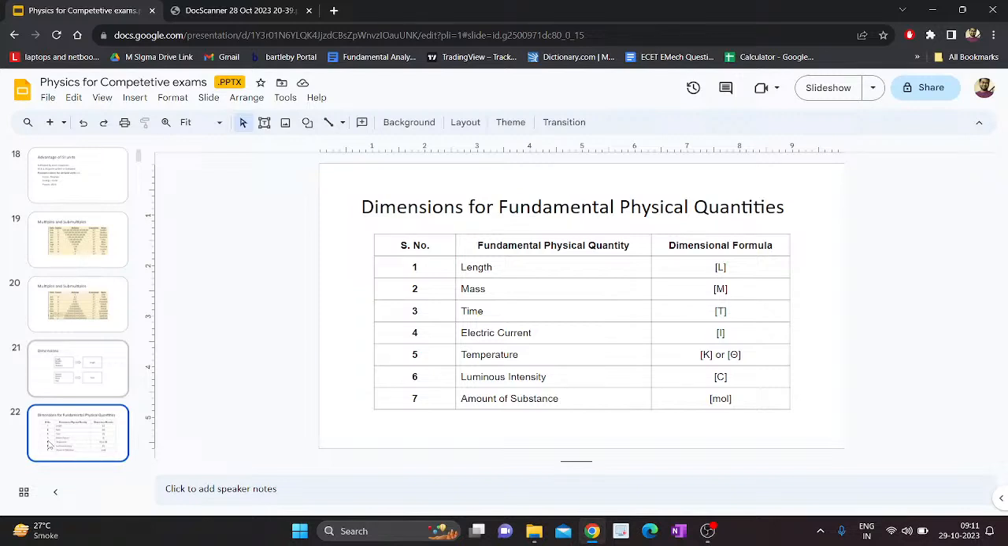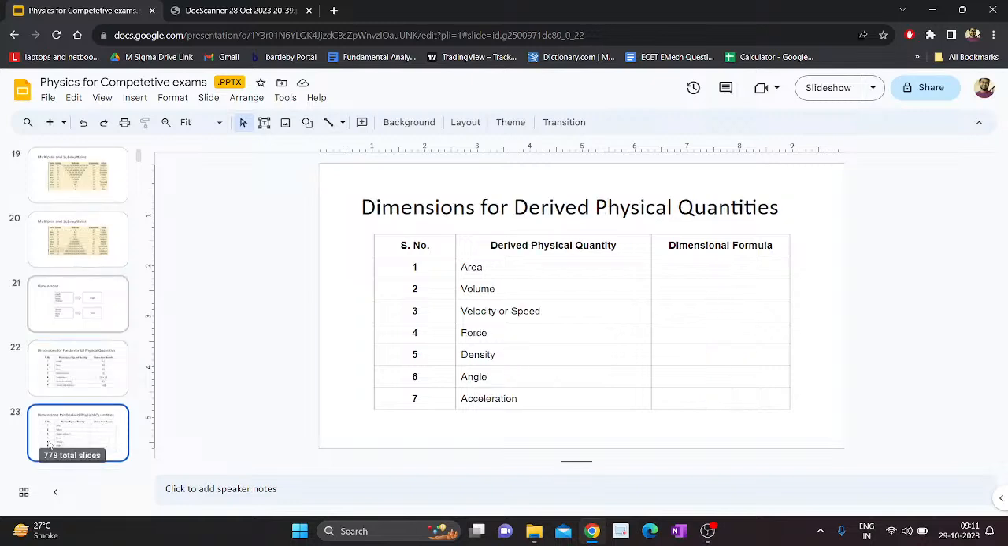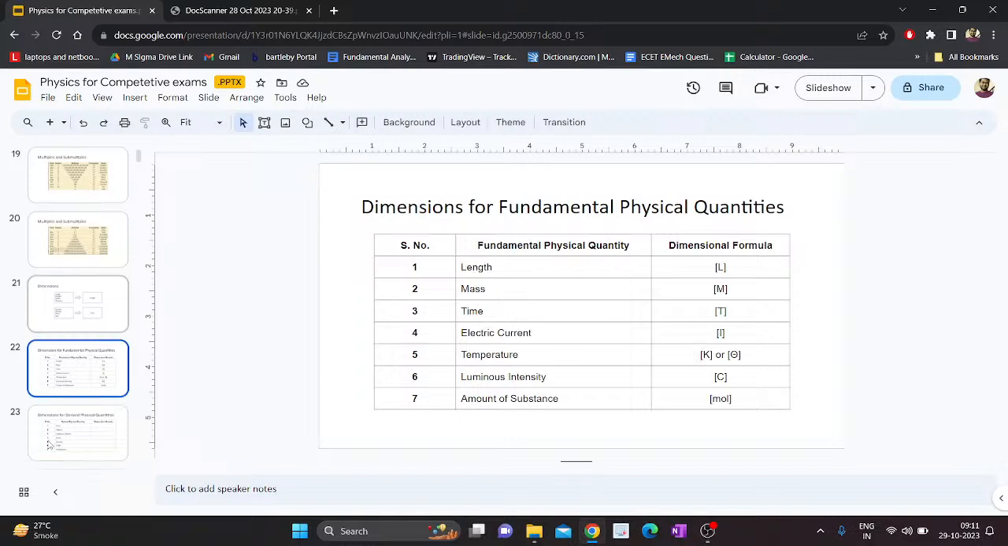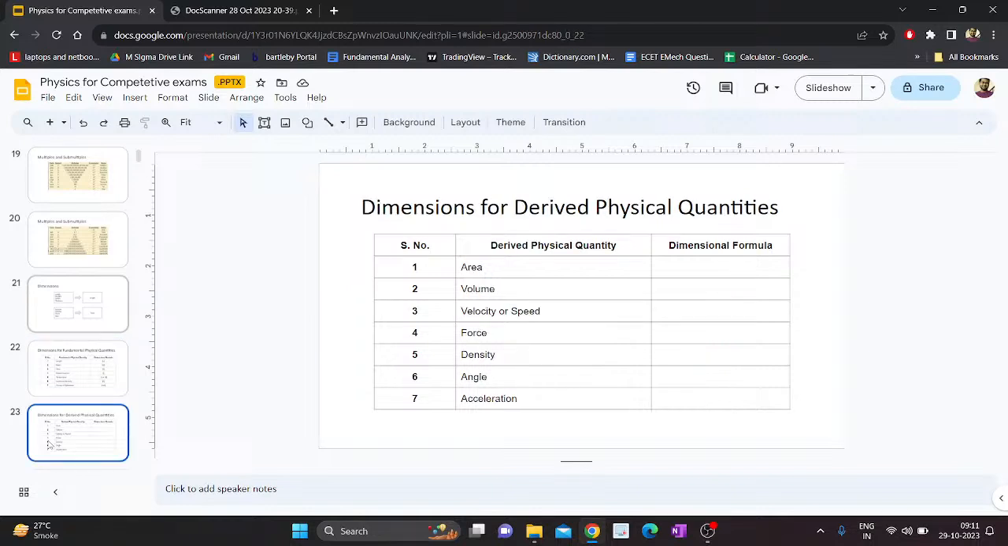Once you give a dimensional formula for fundamental quantities, automatically you can give for derived physical quantities as well. For length it is L, for mass it is M, for time it is T, and so on. Using them, yesterday we invested a good amount of time to write down the dimensional formula for derived physical quantities. For area it will come as L square, for volume it will come out to be L cube, and so on. We have discussed in detail. I hope there is no confusion related to that.